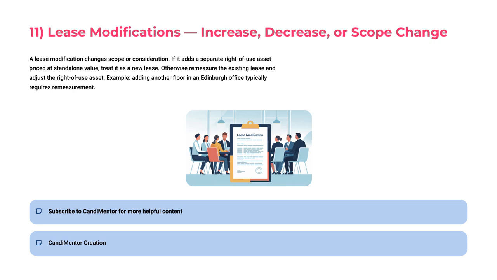Lease modifications. Increase, decrease, or scope change. A lease modification changes scope or consideration. If it adds a separate right-of-use asset priced at standalone value, treat it as a new lease. Otherwise, remeasure the existing lease and adjust the right-of-use asset. Example, adding another floor in an Edinburgh office typically requires remeasurement.